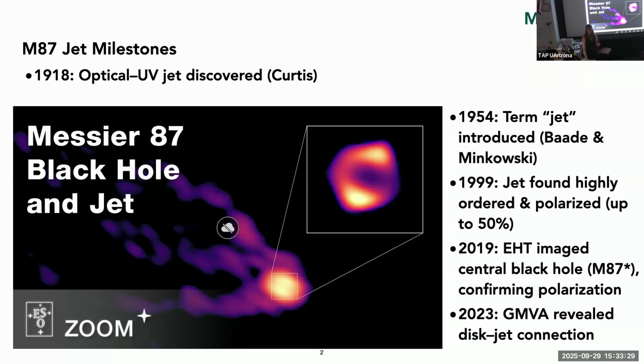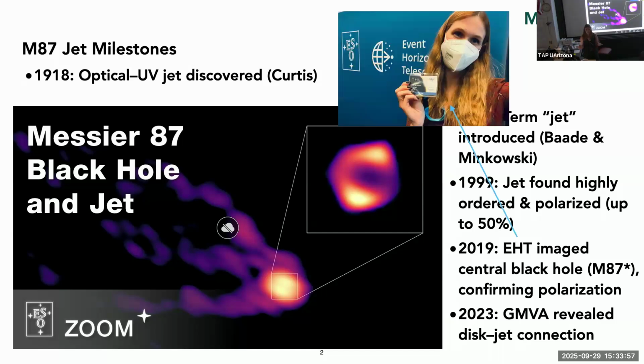And then later on, we published the polarization of the black hole, confirming magnetic field lines in polarized emission around massive black holes. In 2023, the GMVA revealed the disk-jet connection. So this three-finger image you can see here on the thumbnail of the YouTube video. So for the first time, they claimed to observe the jet launching engine.